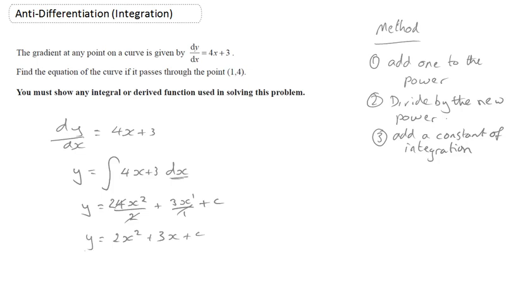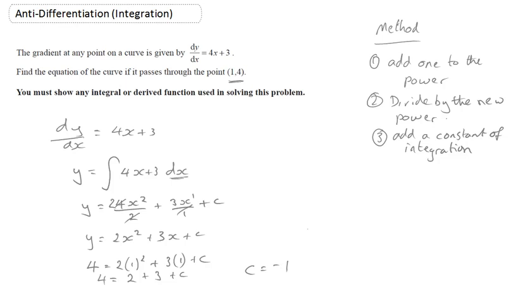But I've been told this point. I've been told it goes through 1, 4. So I'm going to substitute that in. And I'm going to get 4 equals 2 lots of 1 squared plus 3 lots of 1 plus my constant. So that's 2 plus 3 plus my constant equals 4. So my constant equals minus 1.